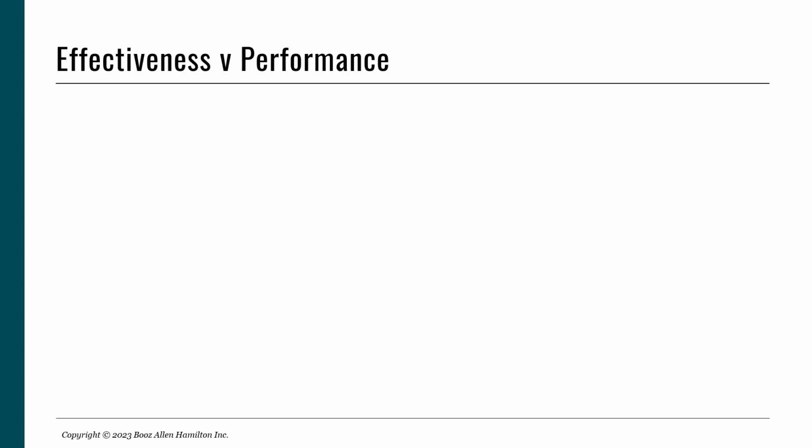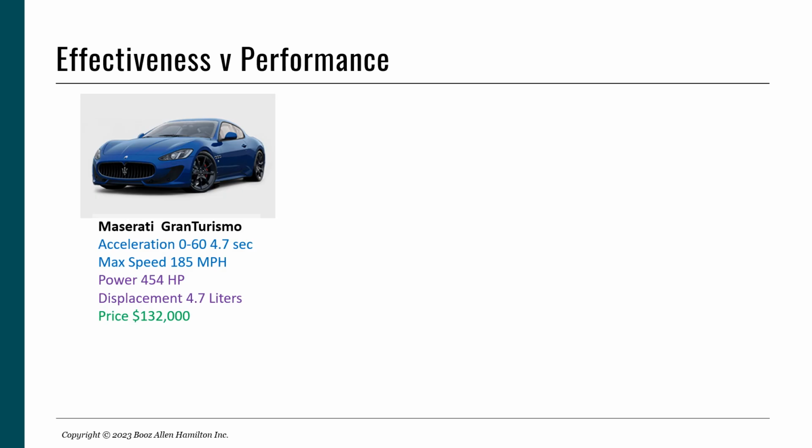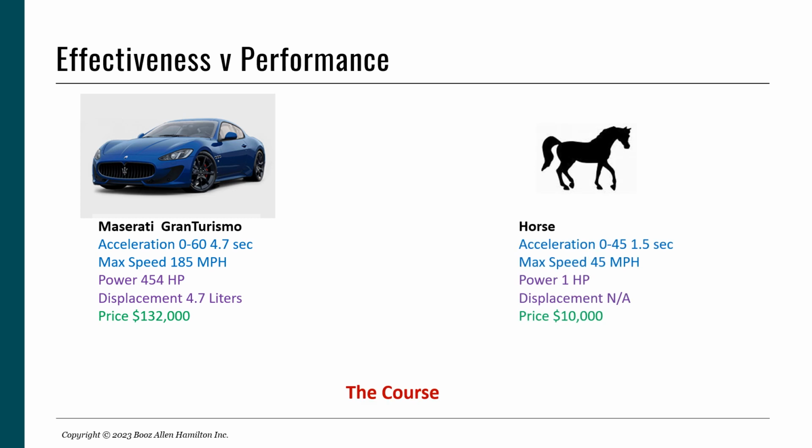We'll have a race. I'll give you a Maserati, a great car with outstanding performance and system attributes. 0 to 60 in 4.7 seconds, and a top speed of 185 miles per hour. Of course, that's straight and level at sea level. I'll take a simple everyday horse. 1 horsepower, top speed about 45 miles per hour, but I get to pick the race course.